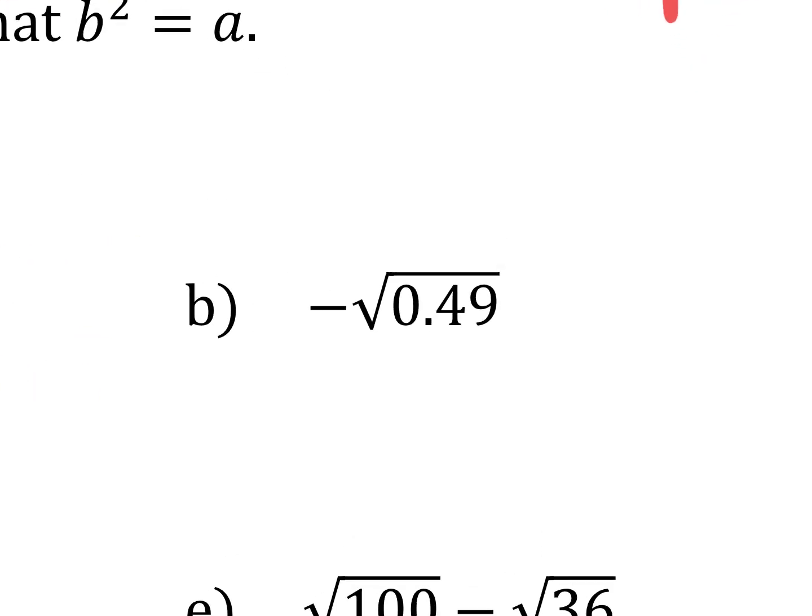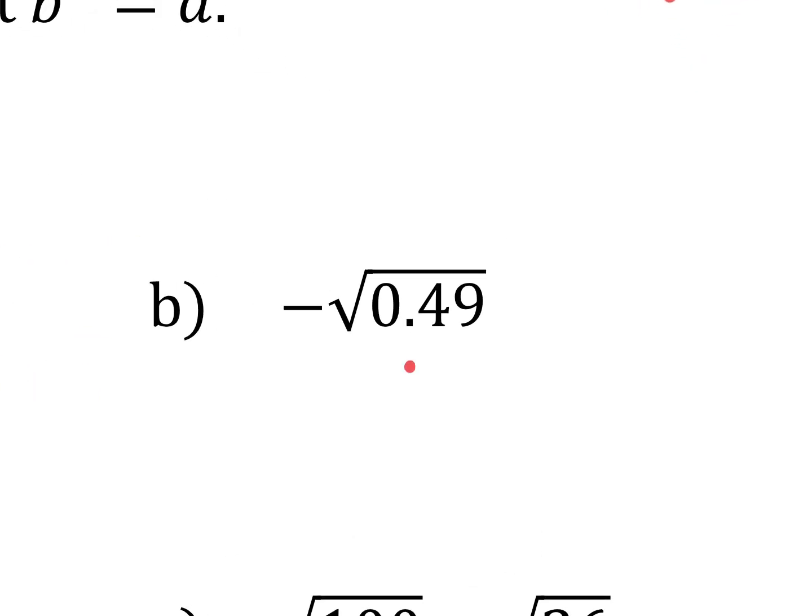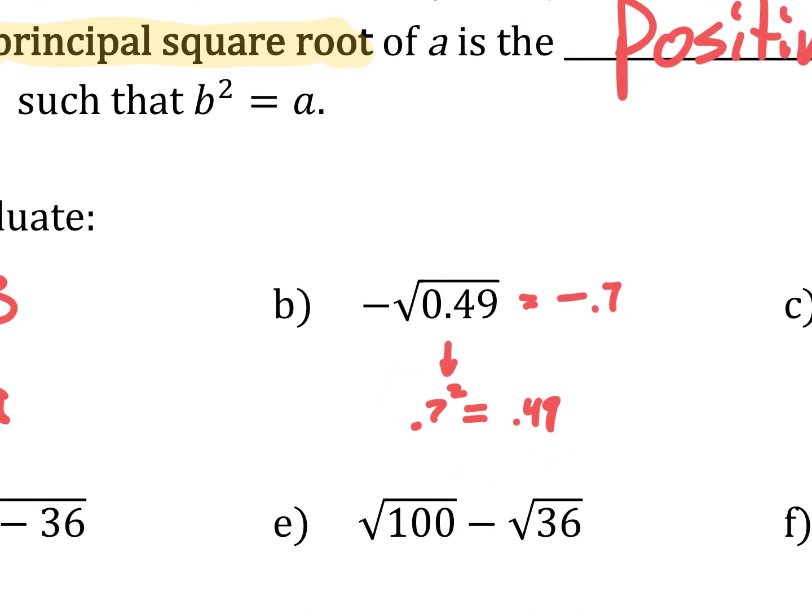Can we take the square root of decimal numbers? Sure. The square root of 0.49 is 0.7, because 0.7 squared is 0.49. Now, in this case, we have the negative sign right here, so we're going to take that and our answer will be negative. Whoa, big old negative. Negative 0.7. All right?